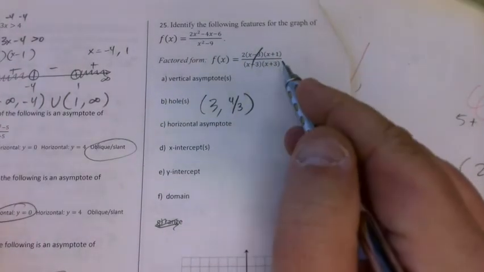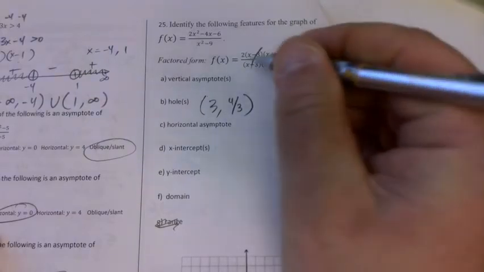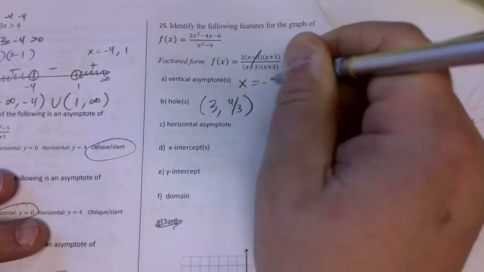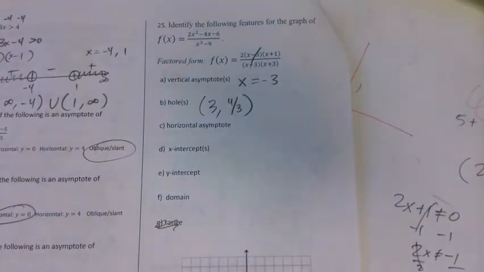Vertical asymptotes are left at the zeros of the denominator. Well, that only has one factor left, x plus 3. So x equals negative 3. Remember to put your vertical asymptotes as lines. They're lines. Give me the equations of lines.